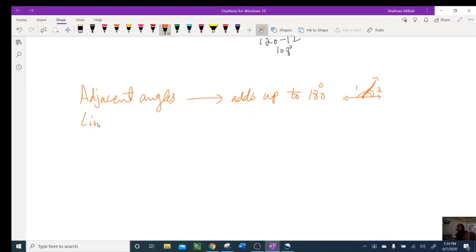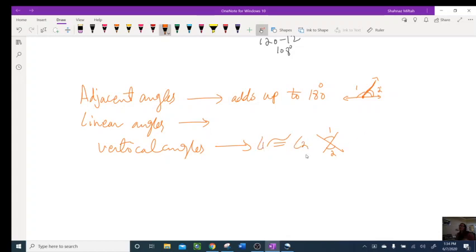Now what are linear angles? Linear angles are like adjacent angles because these are on one line and they have these opposite rays. We have vertical angles. If we do vertical angles, they are opposite to each other and they are always congruent. Okay, then opposite angles means this and this, angle 1 and 2. So angle 1 is congruent to angle 2.